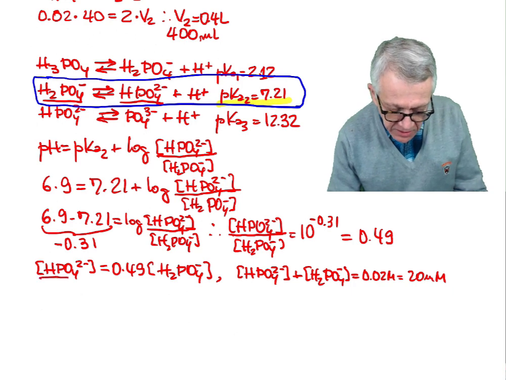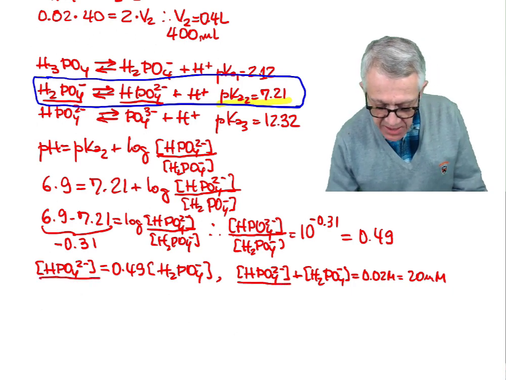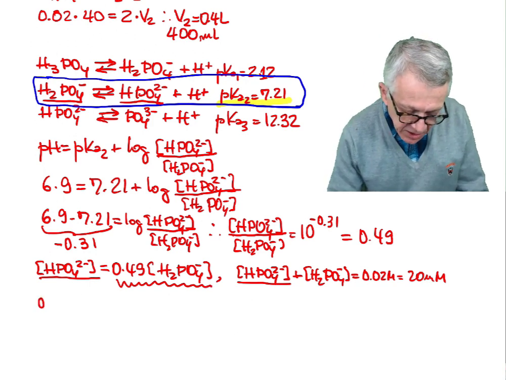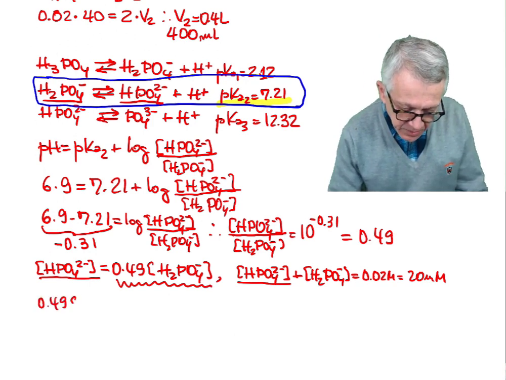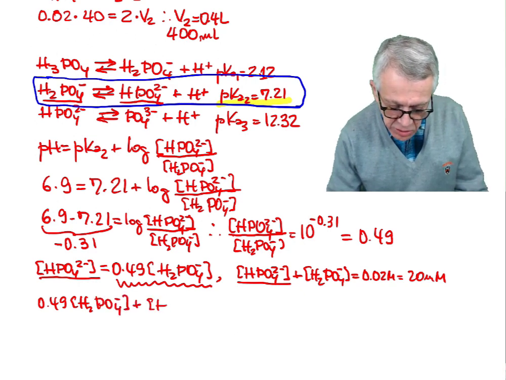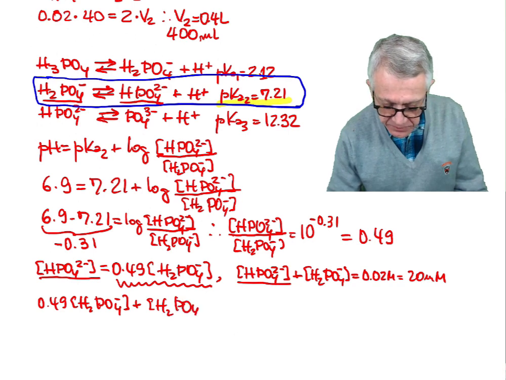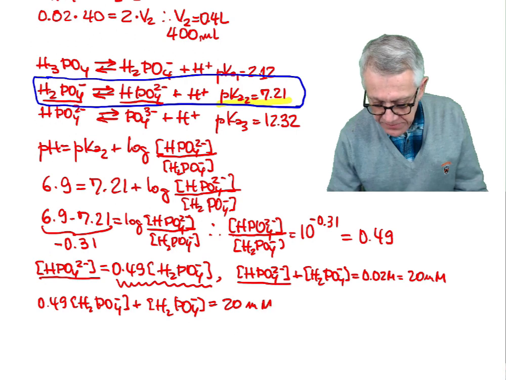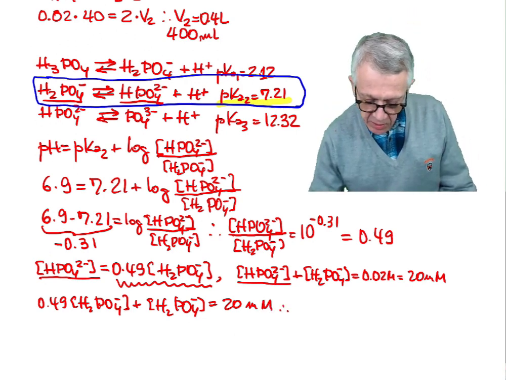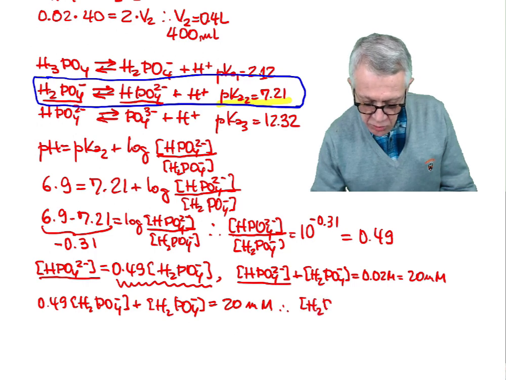Okay, so now let's plug in these numbers here because we have HPO4. We know that this one here is the same, and we can replace it with that one. So you can say 0.49 H2PO4 minus plus H2PO4 minus equals 20 millimolar, right? So from here, we can calculate the concentration of H2PO4 minus.